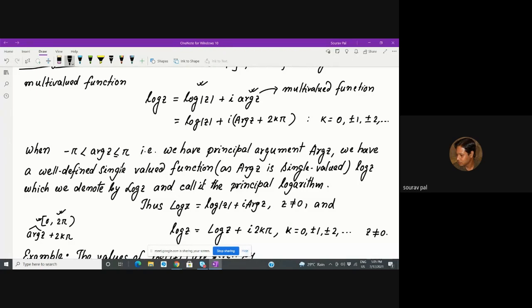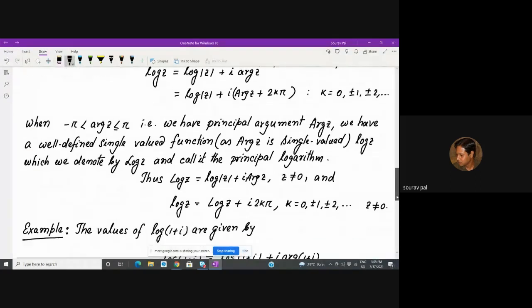So it does not matter which interval you choose. But this is the standard convention that we always choose: minus pi to pi, with minus pi open and pi closed. This is the standard convention that is followed in mathematics, so we will just go along with it.